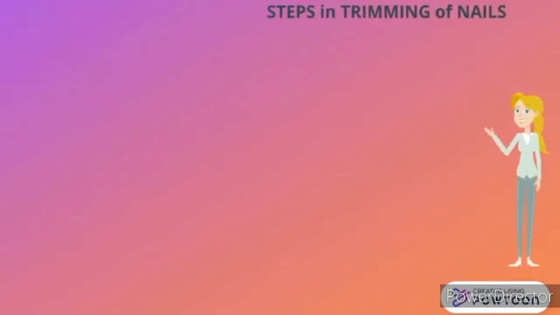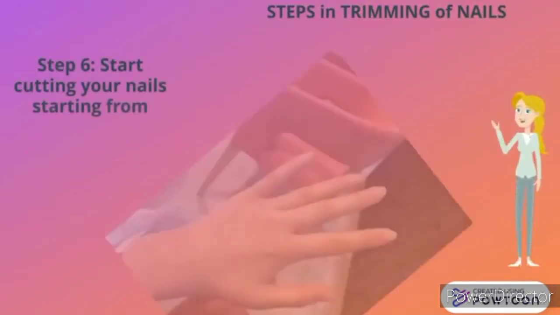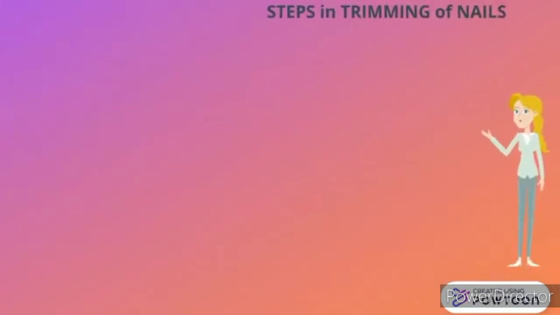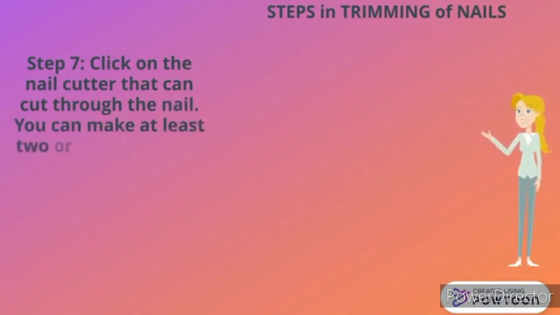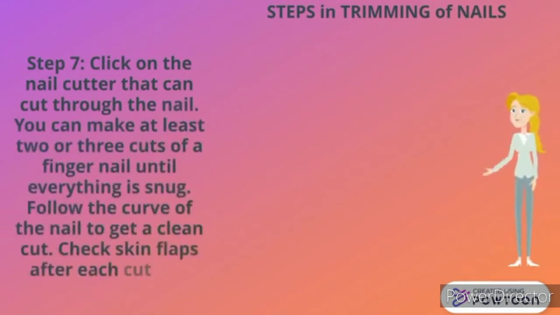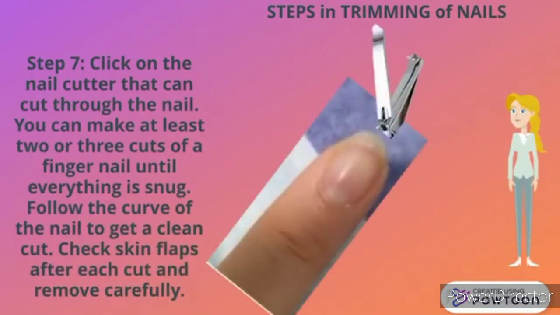Sixth, start cutting your nails starting from your little finger. Seventh, click on the nail cutter so that it can cut through the nail. You can make at least 2 or 3 cuts of a fingernail until everything is snug. Follow the curve of the nail to get a clean cut. Check skin flaps after each cut and remove carefully.